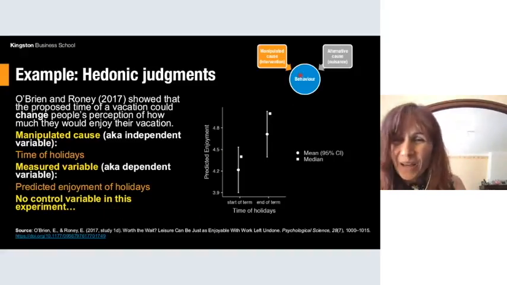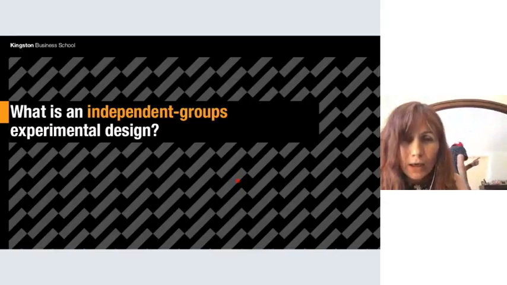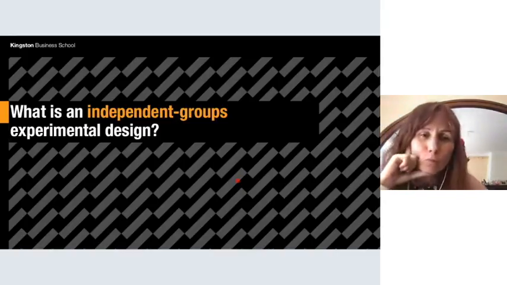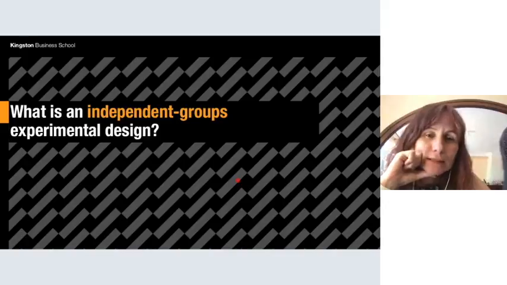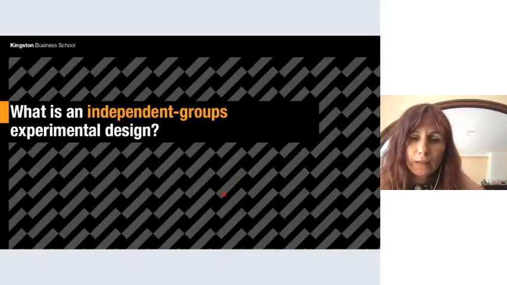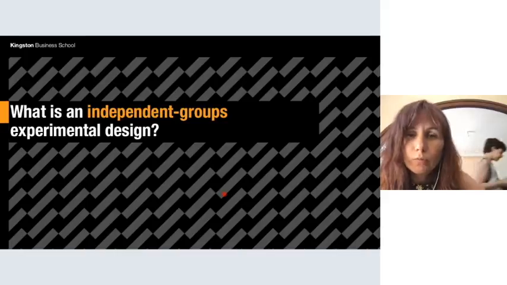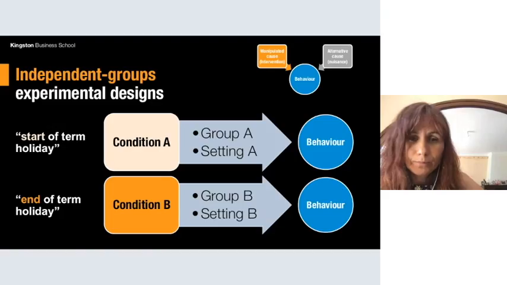Okay, so we have here an example of an experiment. And now we move on to what is the difference. So what is an independent groups experimental design? And later on, I will review a within group experimental design. So when you manipulate a cause, you have essentially two ways to do it.